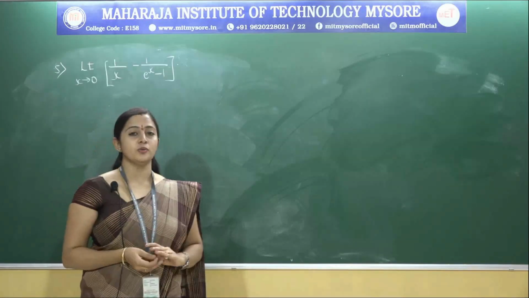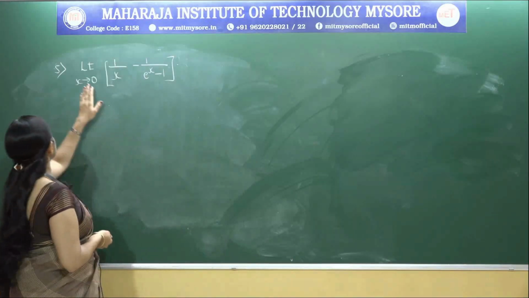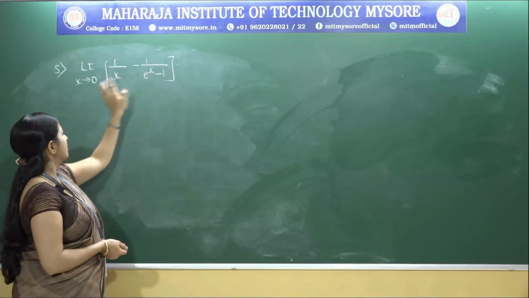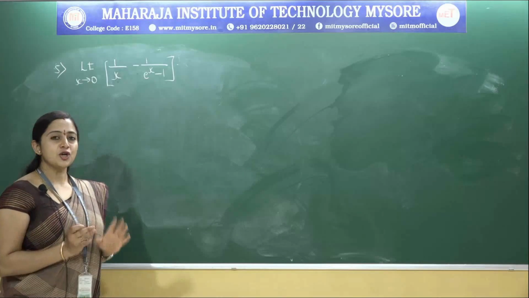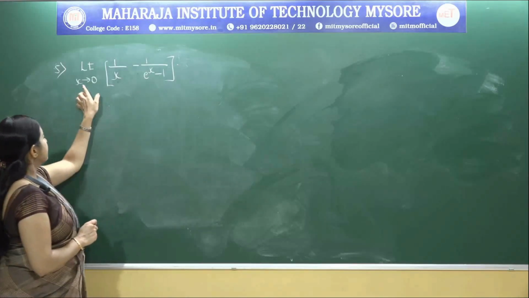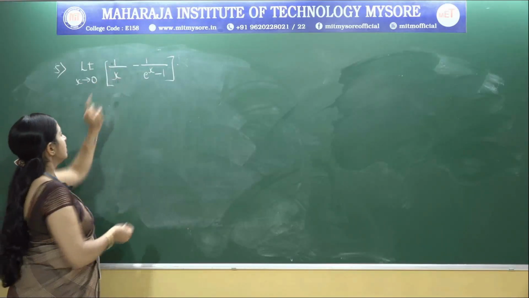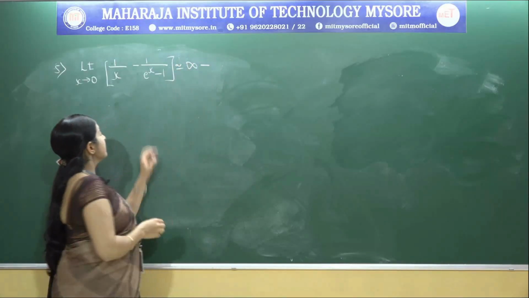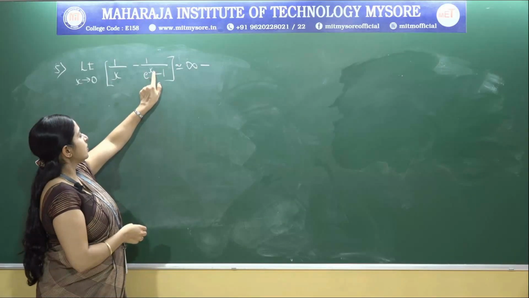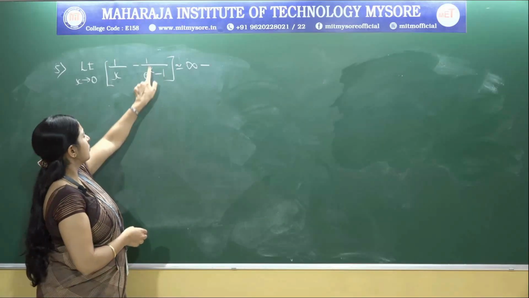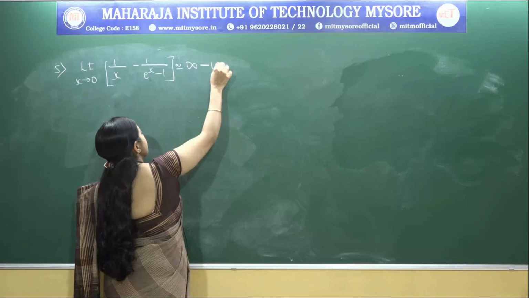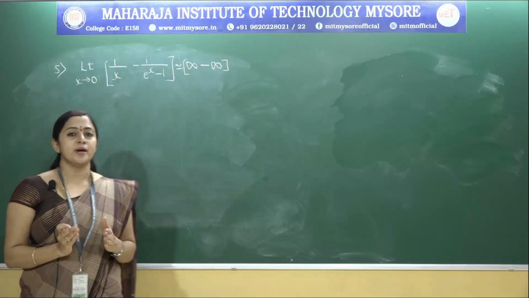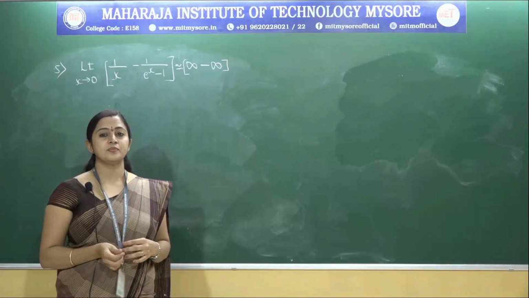The next problem, limit of 1 by x minus 1 by e power x minus 1 as x tends to 0. First you apply the limit as x tends to 0: 1 by 0 you will get infinity, minus, here 1 by e power 0 is 1, 1 minus 1 is 0. So again 1 by 0 is infinity. So it is infinity minus infinity form.